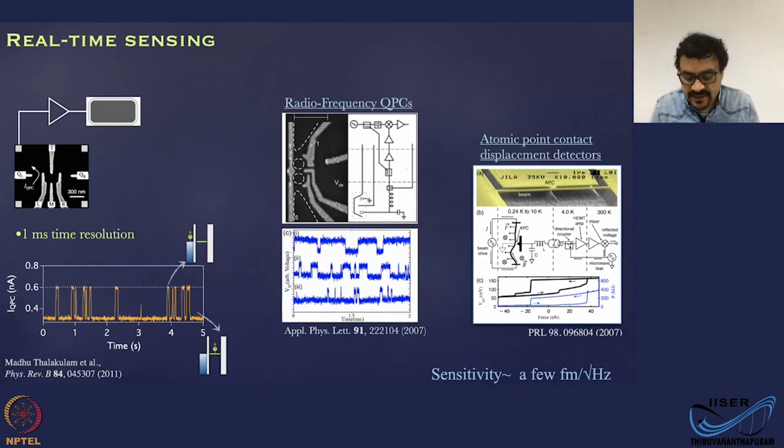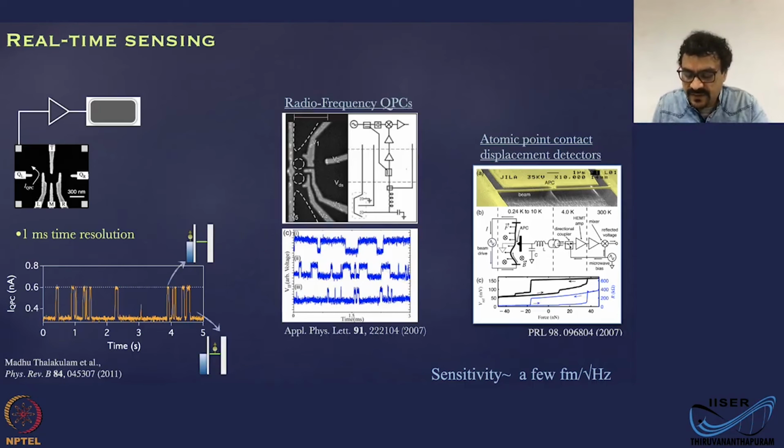And here each of these events represents one electron. So you are sensing the motion of one electron in real time through this circuit. And you can also do this on a much faster scale. Here this is done at 1 millisecond time scale. You can do it in microsecond time scale by certain other technology called radio frequency quantum point contact, which we will discuss in detail when we do the metrology session later.